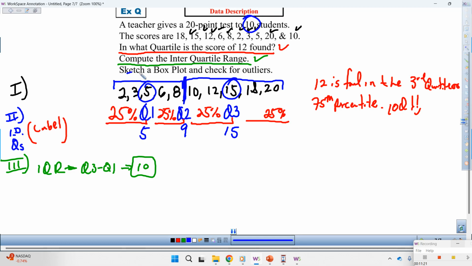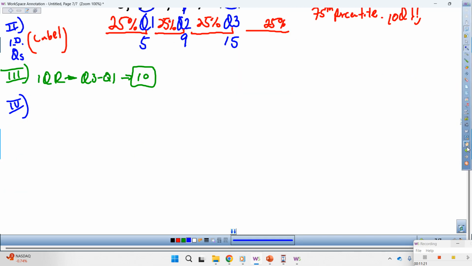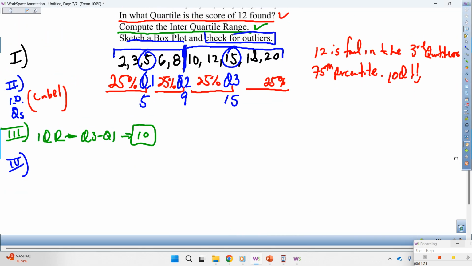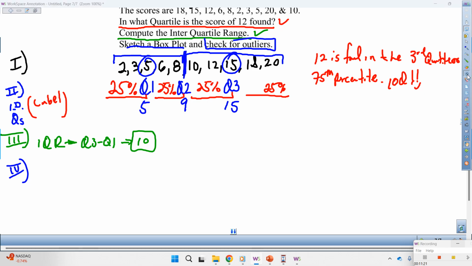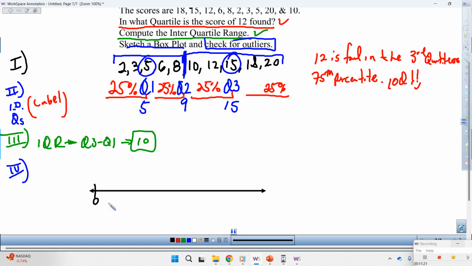Sketch a box plot and check for outliers. All right, box plot. Step 4. Do we know how to do that? Yes. All right. So just to do this properly, I'm going to start with a number line. 0, and then it goes all the way up to 20. So I'm going to go, let's see, this is 10, 20.